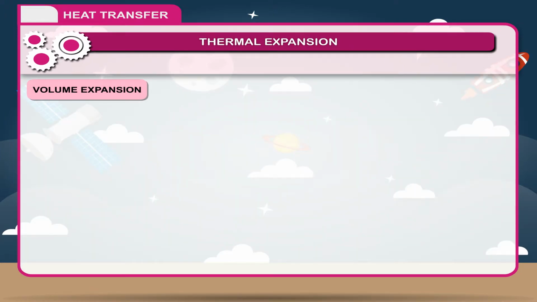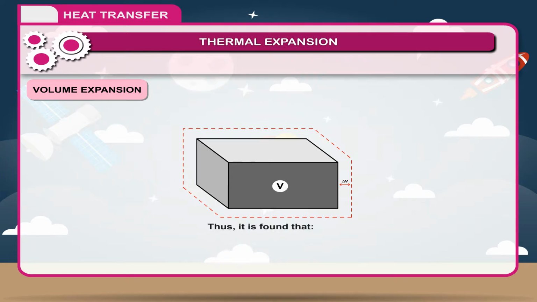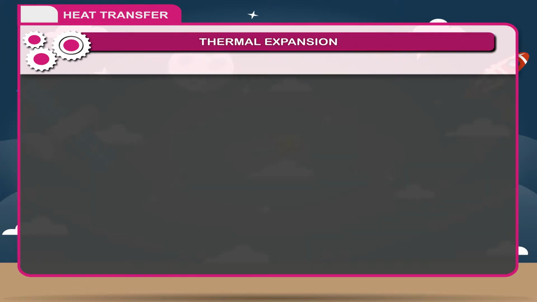Volume expansion. Suppose V is the original volume of a solid. Let ΔV be the small increase in volume of the solid when its temperature is raised by a small amount ΔT. Thus, it is found that ΔV is directly proportional to V and ΔV is directly proportional to ΔT. Therefore, ΔV is directly proportional to VΔT.